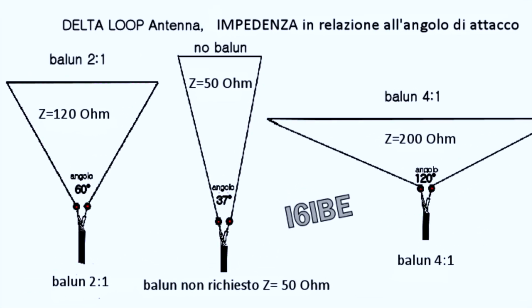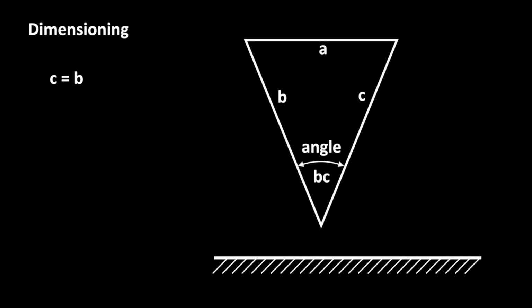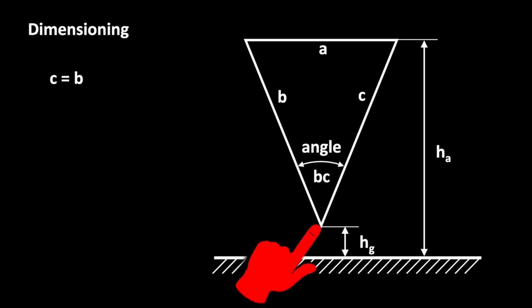A 37-degree angle between wires B and C yields the desired 50 ohms impedance. We can assume that the proven concept is working fine as long as you set up the antenna vertically with the exact dimensions. Now the question is, what compromises can we make in terms of antenna height and symmetry? Let's get to the dimensioning.